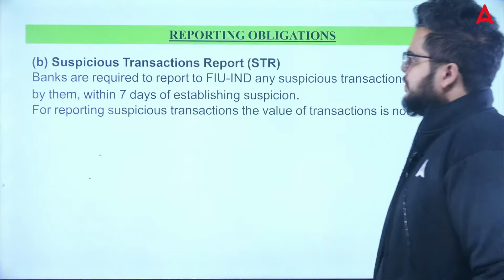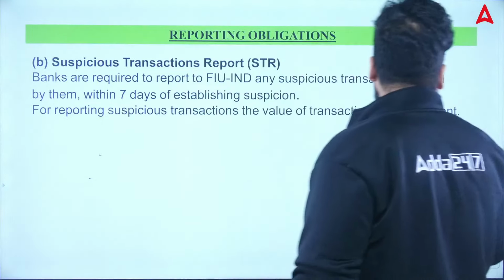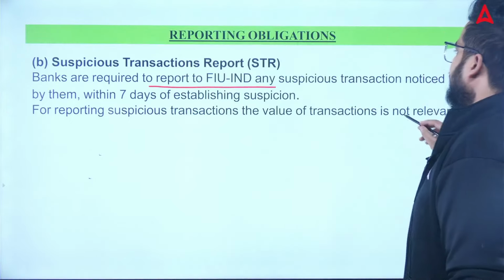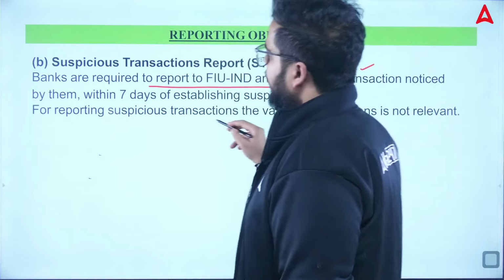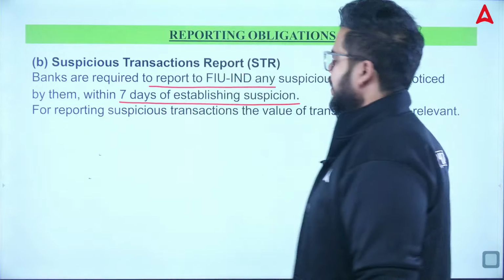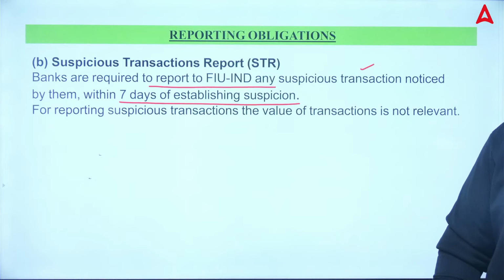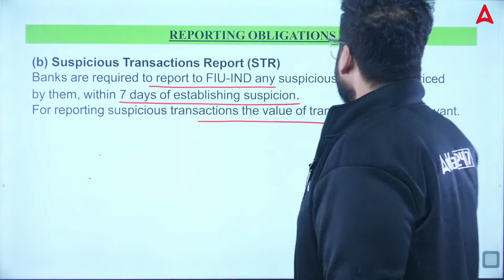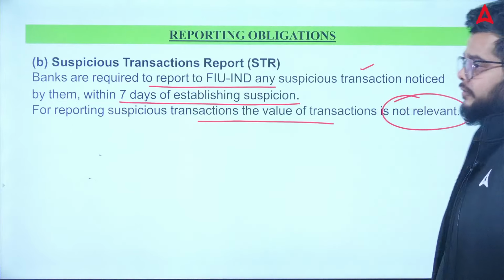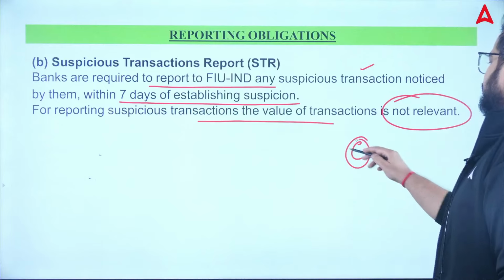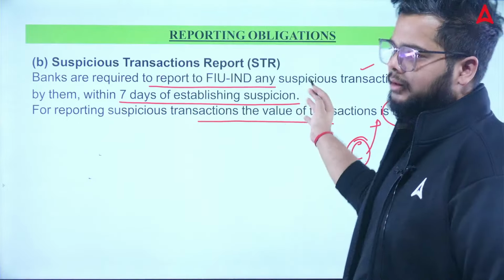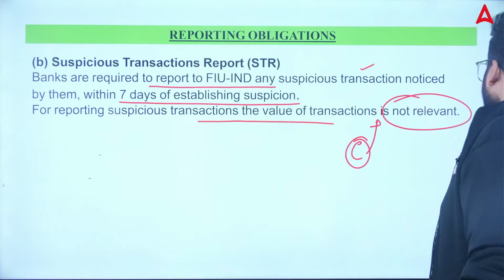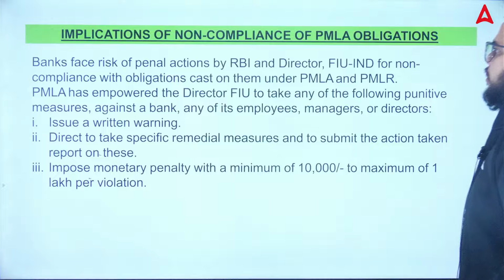Then we have suspicious transactions report, STR. Very important is the timeline again. So the banks are required to report to FIU India any suspicious transaction noticed by them within 7 days of establishing the suspicion. Fine. So you are suspicious, so within 7 days you must report. For reporting a suspicious transaction, the value of the transaction is not relevant. Again, for the counterfeit currency report as well as for the suspicious transaction report, the value is not at all considered.